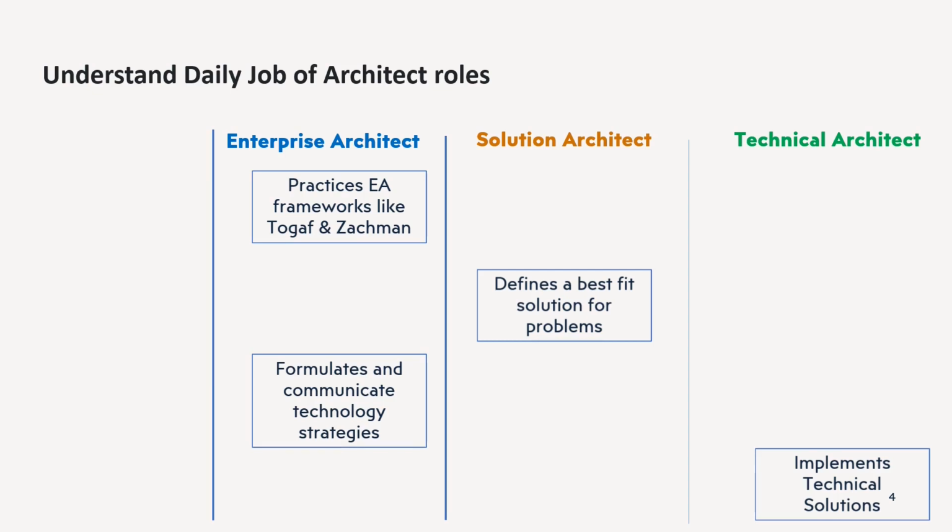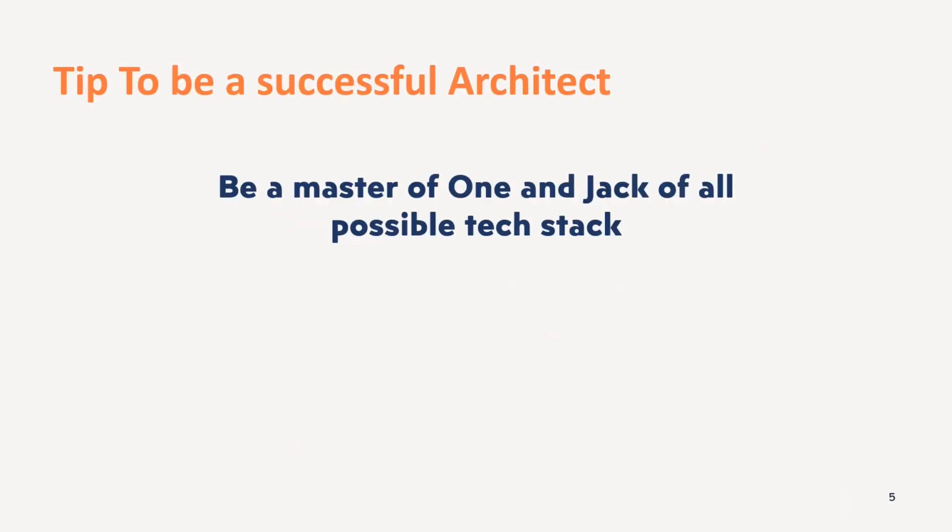That's it. But as promised in the initial part of the video, I will give one tip, a guru mantra, on how to become a successful architect. For that, you have to become a master of at least one technical stack. For example, if you're a Java developer and you aspire to become an architect in future, you have to learn it in and out. Because if you know one technology in depth, then it is very easy for you to apply that knowledge and those concepts in other tech stacks as well.